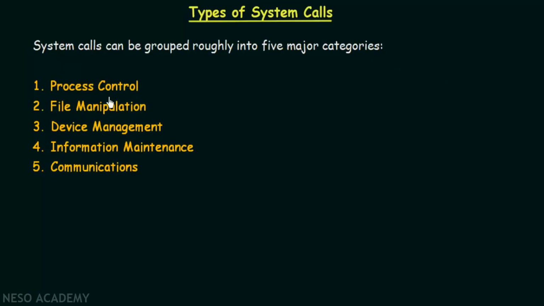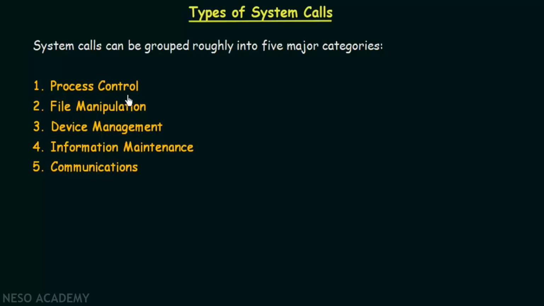So here we have the 5 categories of system calls. The first one is process control, second is file manipulation, third is device management, fourth is information maintenance, and fifth is communications. So these are the 5 groups or 5 major categories of system calls, and all the system calls that we have can be roughly grouped into these 5 major categories. Now let us see what the meanings of these 5 categories are one by one, and we will see how they are different from each other.